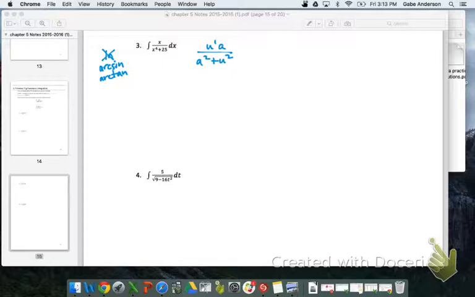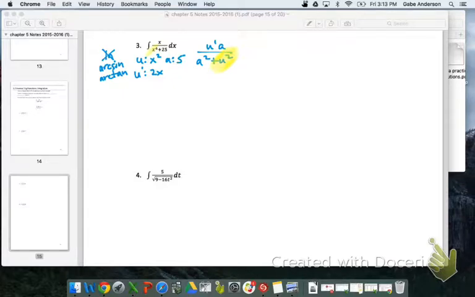So if we're going to make this fit that form, let's identify our u and our a. So u would have to come from this, and that seems to match up with x to the 4th. So I'm going to say that my u has to be x squared. That means my u prime is going to be 2x, and then my a is going to have to come from that 25, so my a is going to be 5.